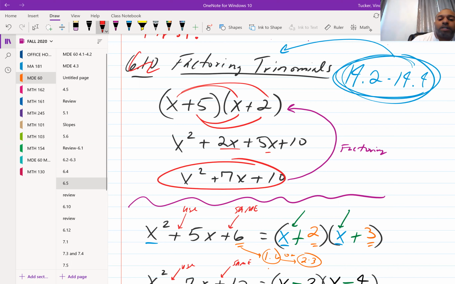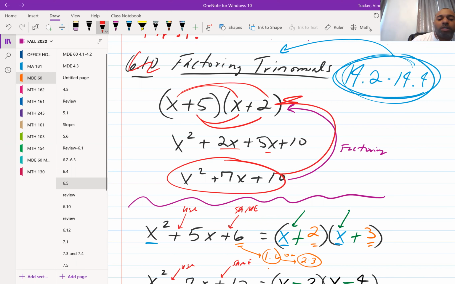So factoring is taking this trinomial down here and breaking it back down to these two sets of binomials. So that's what we'll do. We'll have a trinomial, and we'll break it down into two sets of parentheses, the two sets of binomials.